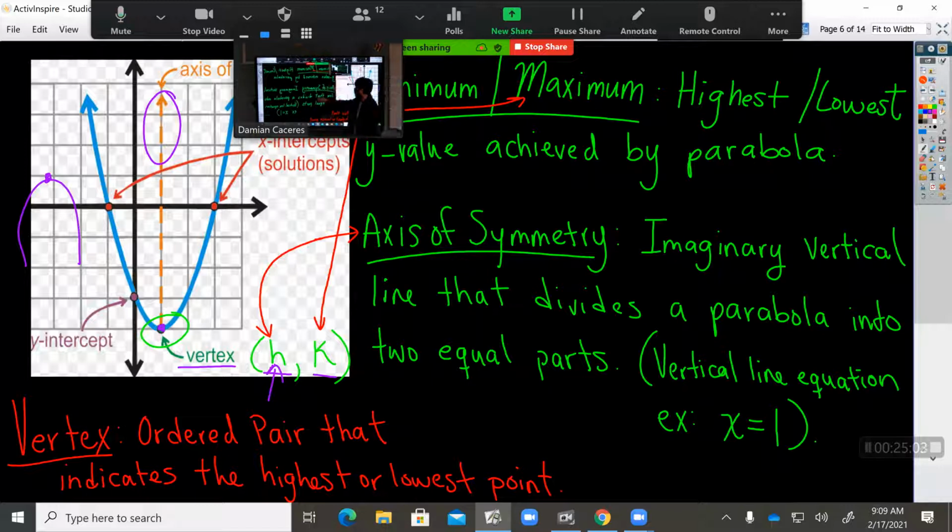So that's why in the definition I put axis of symmetry is an imaginary vertical line that divides the parabola into two equal parts. Now, because that's a line and every line has an equation to it, you have to remember how an equation of a vertical line looks. A vertical line equation is x equals a number with no y anywhere. So whatever you get for h, put x equals next to it, and that's your equation.